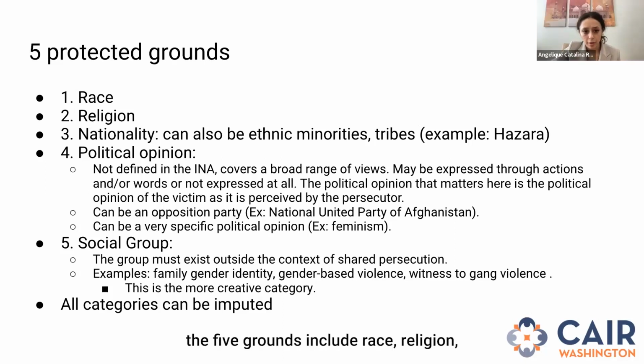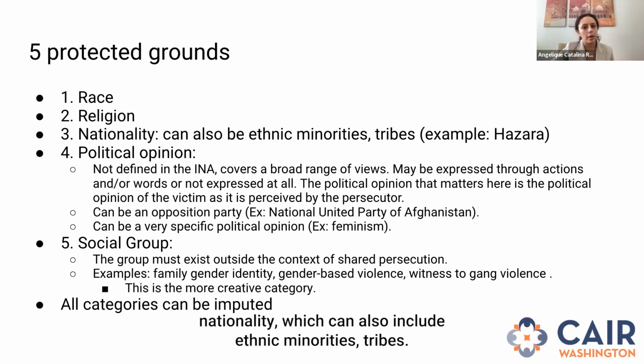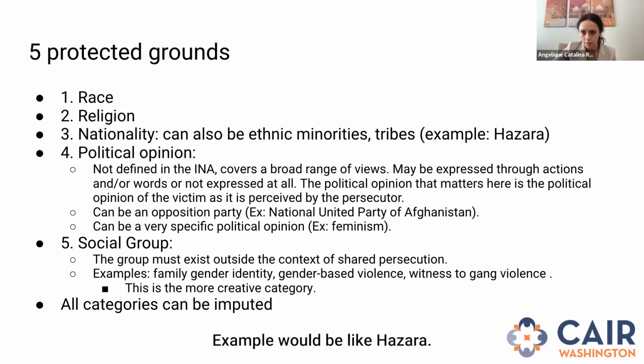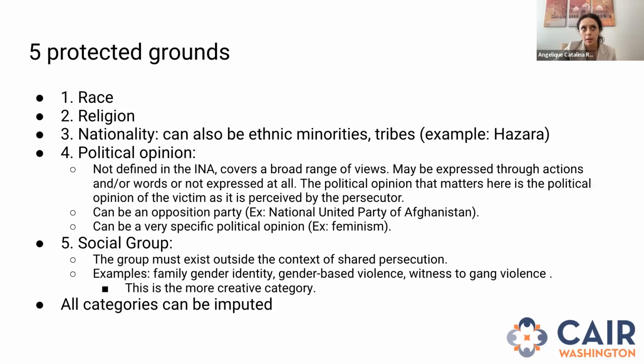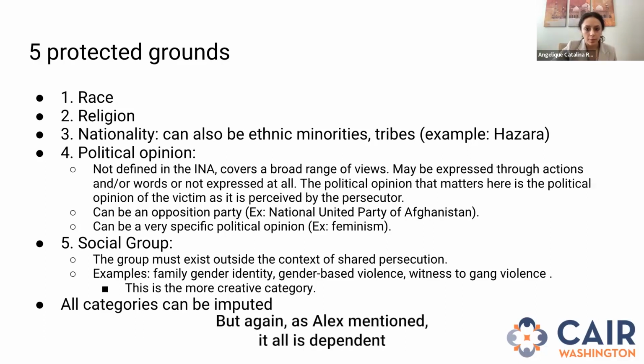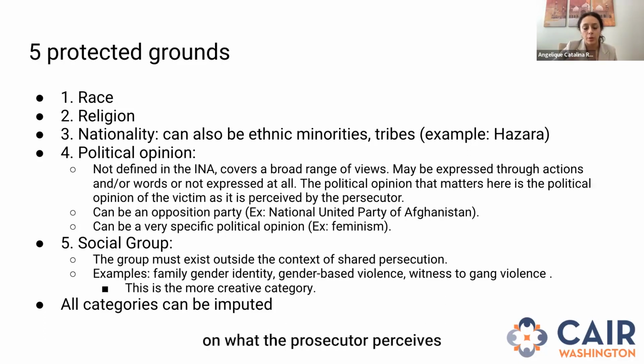So yes, the 5 grounds include race, religion, nationality, which can also include ethnic minorities, tribes. Example would be like Hazara. The 4th one is political opinion, which is not defined in the INA. It covers a broad range of views. Expressing a political opinion can be done through actions and also no actions at the same time. But again, as Alex already mentioned, it all is dependent on what the persecutor perceives your opinion to be, for example.